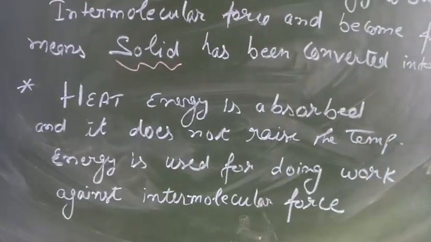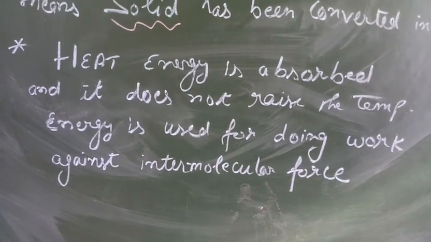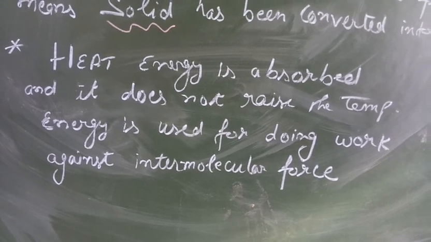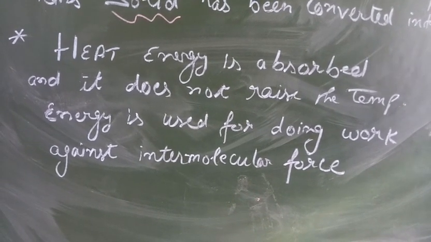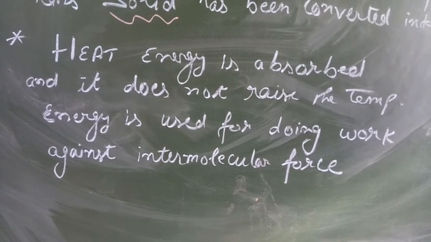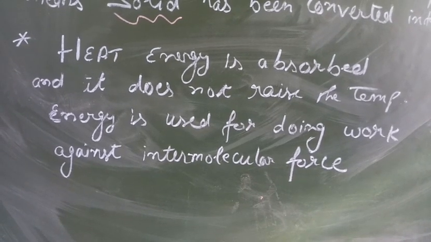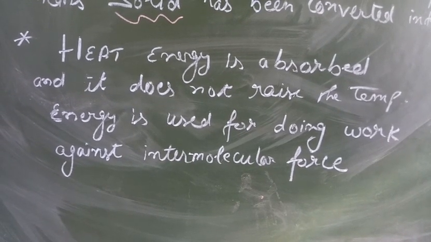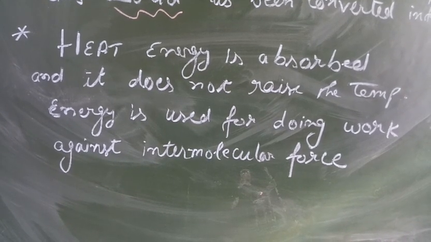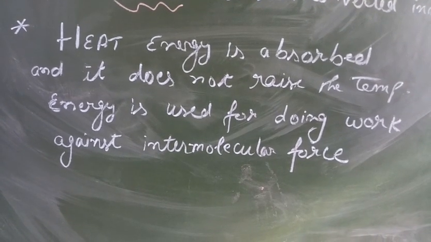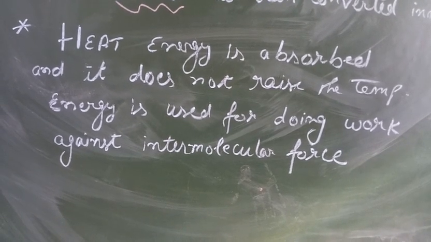Now what is going on? Heat energy is absorbed during the melting process, and it does not raise the temperature. So keep in mind the temperature will not increase. As we know, the melting point of ice is 0 degrees Celsius. At 0 degrees Celsius it will absorb heat energy only to increase the kinetic energy, and this energy is used for doing work against intermolecular forces.